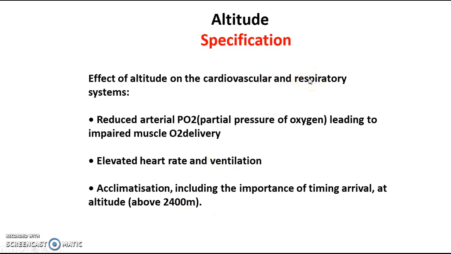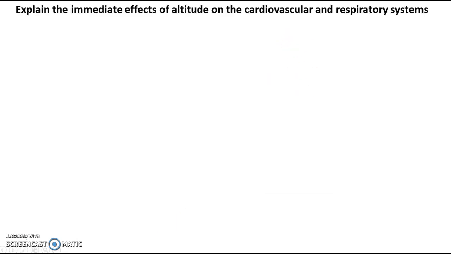So let's start. The key thing we're focusing on here is being able to explain the immediate effects of altitude on the cardiovascular and respiratory systems. A couple of things just to get us in on this. If you're at altitude, and we looked at 2,400 metres as our benchmark for someone who is at altitude, what happens? We start off with some basic things.